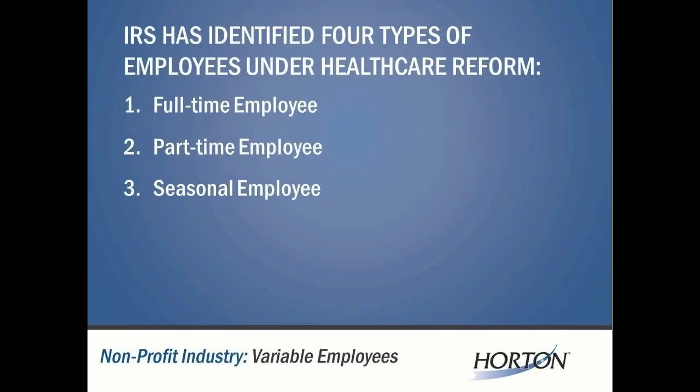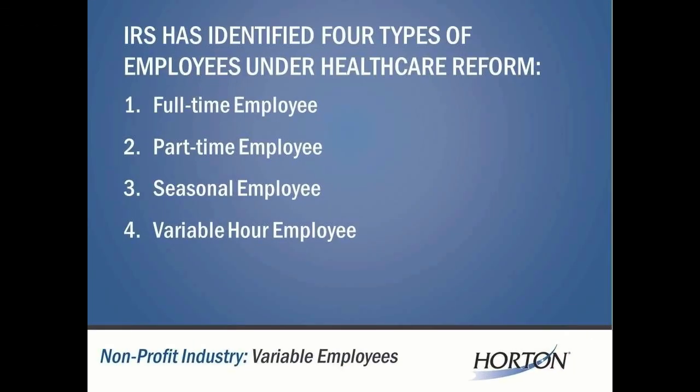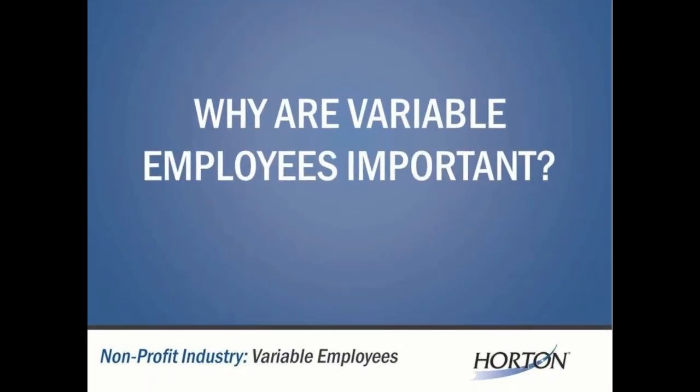The third category is seasonal. These are your summer interns or project-based employees that come in and work for about 30 to 60, maybe even 90 days. The fourth category of employees, and the one we're going to focus on today, is a variable hour employee. This is an employee that at the date of hire, you're not sure exactly how many hours they're going to work. You can't even reasonably determine that it will be more than 30 hours per week on average.